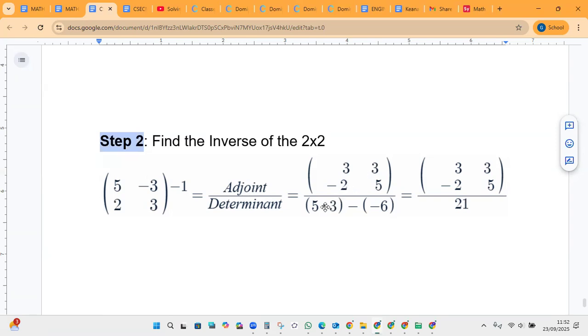And for the determinant in the denominator, you multiply the elements of the leading diagonal, that's 5 times 3, and subtract the product of the elements of the non-leading diagonal. That's 2 times -3, which gives -6. So that's 15 minus -6, that's 15 plus 6, which gives us 21. So here we have the inverse of the 2 by 2. Again, pause the video and write this down. Take note of this. Always view a math video with pen and paper.